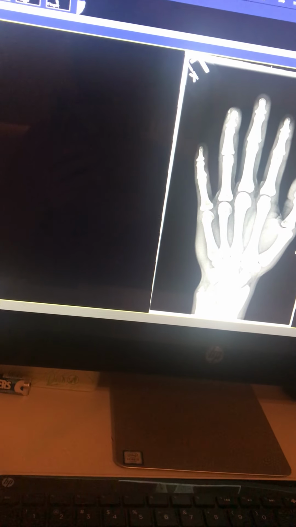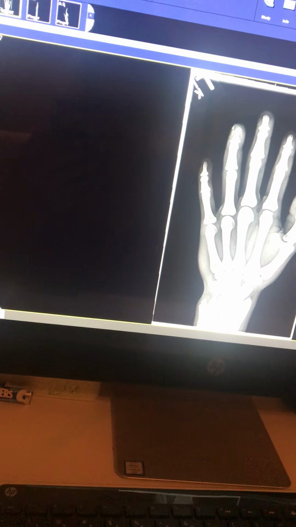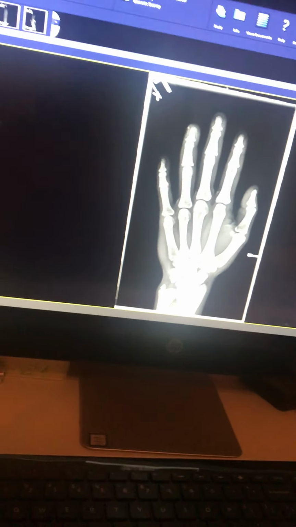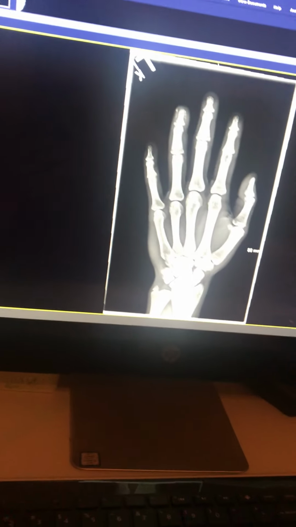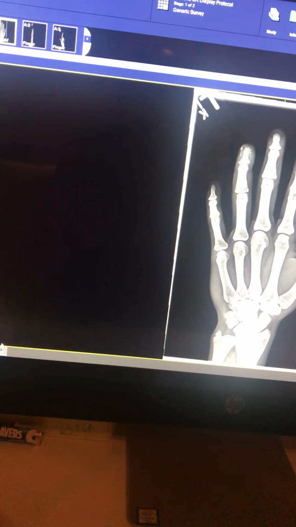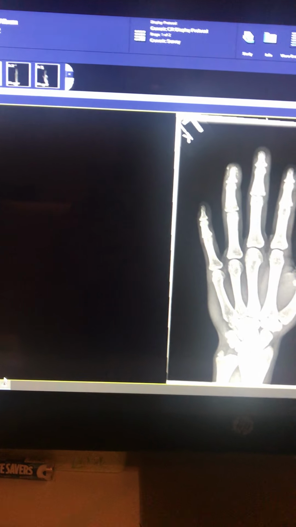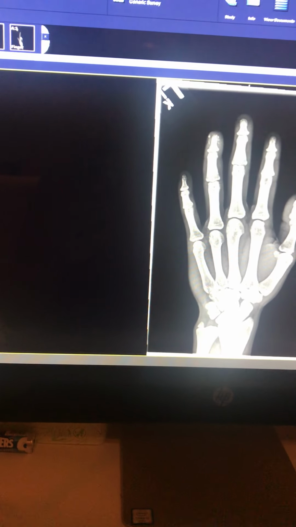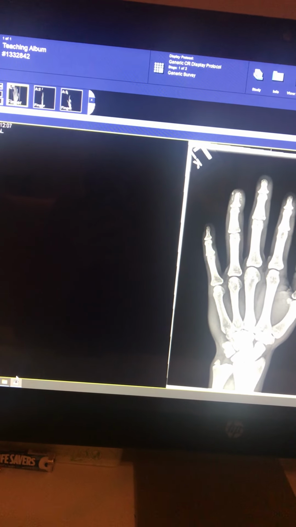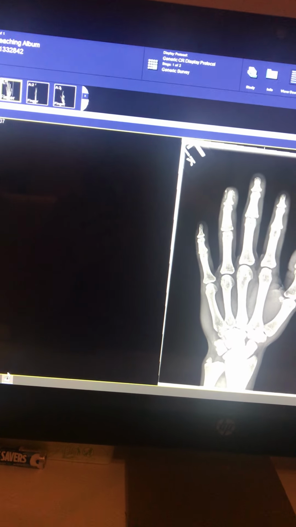Subacute fracture. The fracture fragments are in good alignment. It is deemed a healing fracture, and I took that as nothing is going to be done, no surgery, maybe a splint or a soft cast, and it will heal on its own.